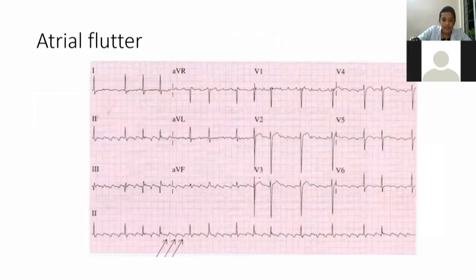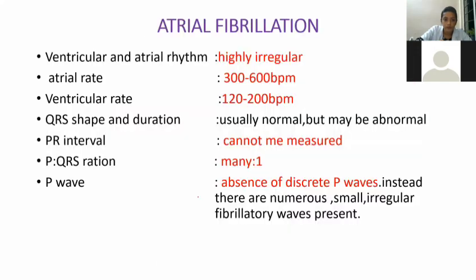Next is an ECG showing atrial flutter. Here you can see, especially down here in the second one, that the P wave is forming a sawtooth shape. So this is atrial flutter.